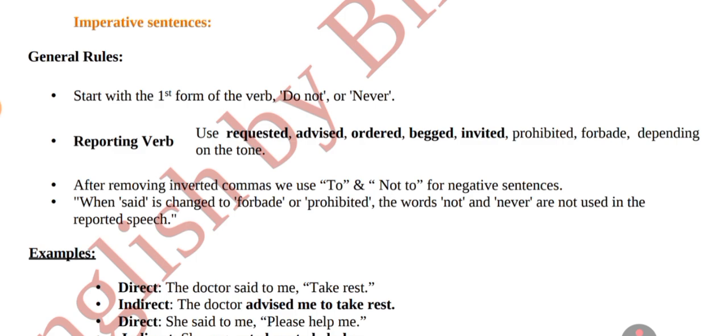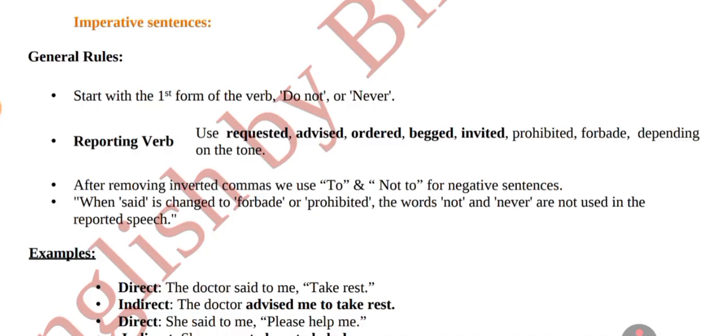After removing inverted commas, we use to, and not to for negative sentences. If we use not in our indirect speech, then first we will write not, then we will write to. But in positive, we will use only to as a connecting word to remove inverted commas. When said is changed to forbade or prohibited, the words not and never are not used in the reported speech. If we use forbade or prohibited in your sentence, then you will not use the words not and never.